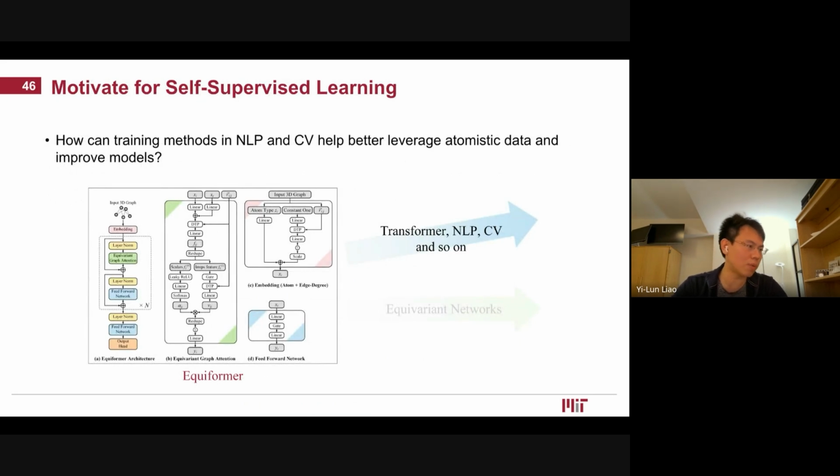So the next project I'm going to present is called DeNS, where we explore some self-supervised learning methods. And we have seen the transformer architecture transfer pretty well to graph networks. This leads to another question: what are other methods that can transfer well to 3D atomistic systems? And here we focus on training methods in NLP and CV, and how these methods can better leverage atomistic data and improve models. And so this motivates us to explore self-supervised learning.